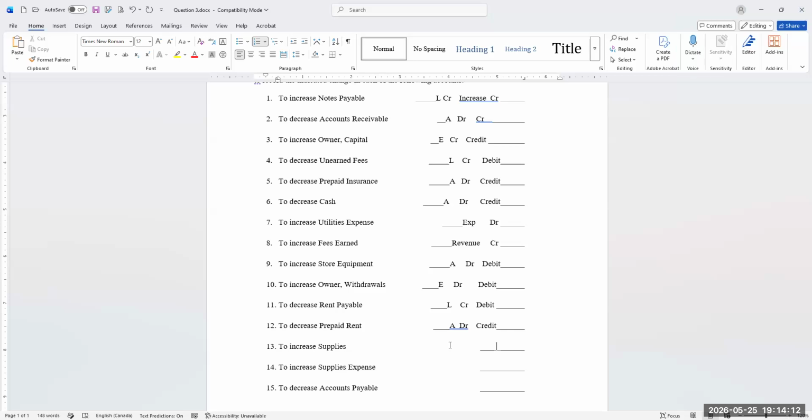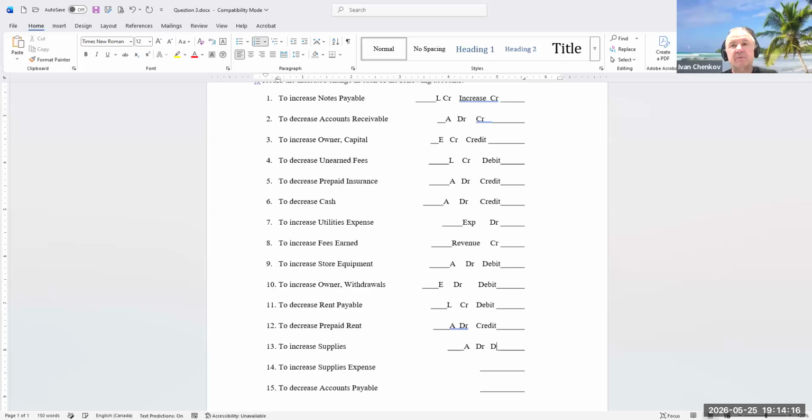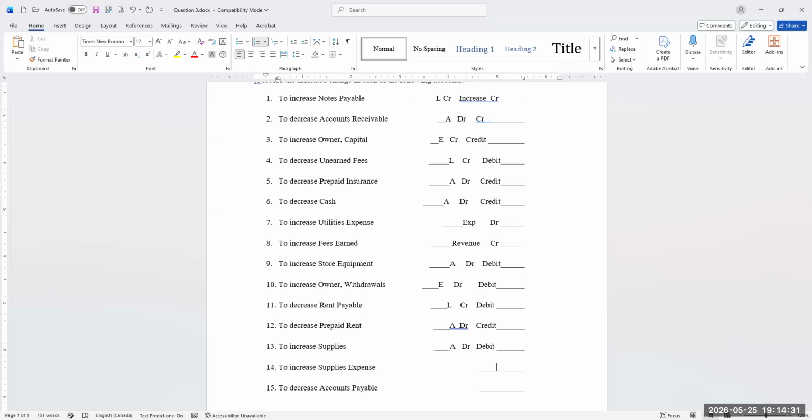Asset, so debit. Asset. Normal balance is debit, and if I want to increase it, I have to debit it. So imagine, let's put it this way. Grocery, what kind of account is it? Asset, liability, or equity? Asset. Where do you keep your grocery? In the cupboard.